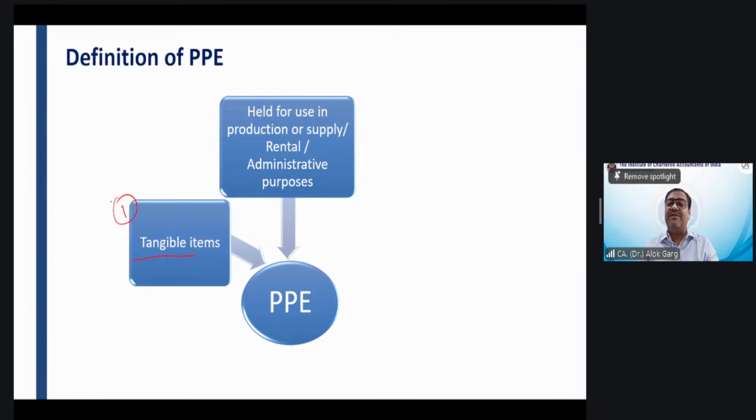The entity has purchased a truck. What is the purpose of the truck? What is the use of the truck? The truck is a tangible item which is used.